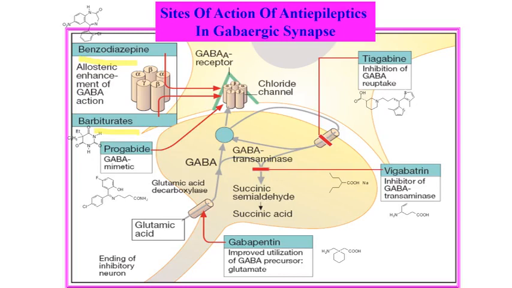Regarding the indirect way to potentiate the GABA mechanism, we can enhance the production of GABA, and this is by improving the utilization of the GABA precursor to end with a higher degree or input of GABA as a neurotransmitter.